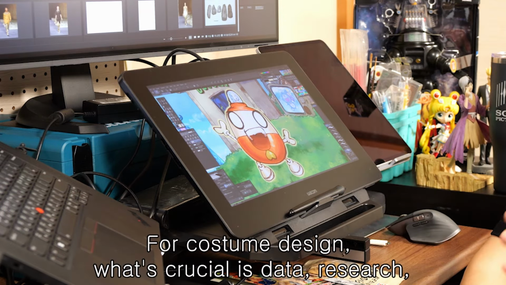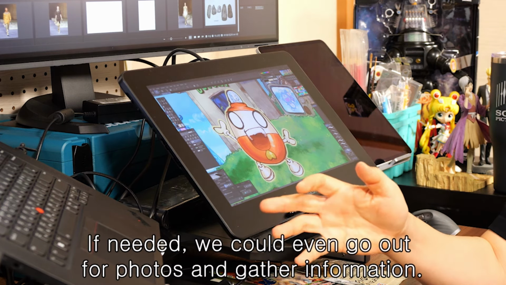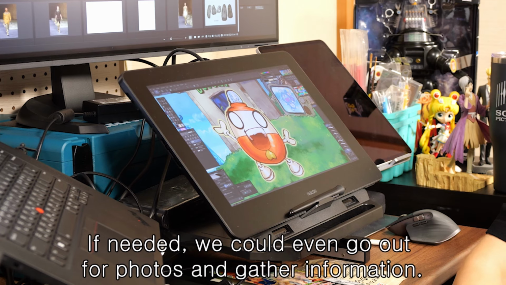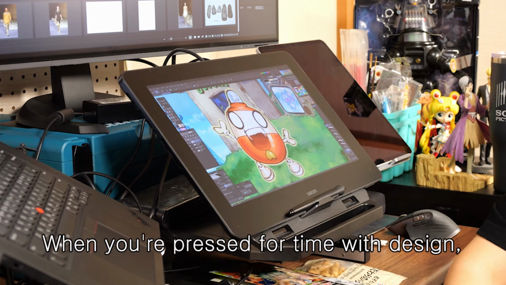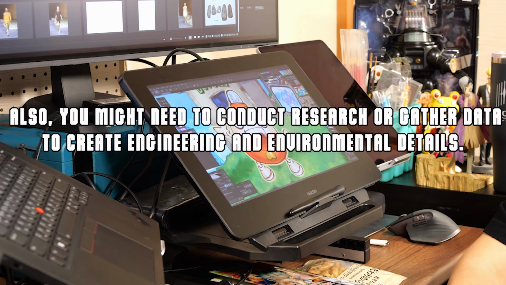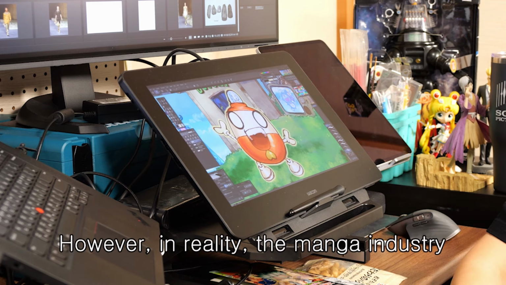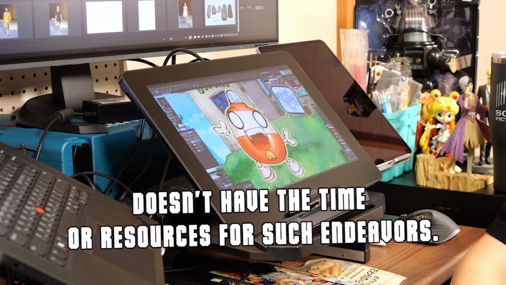For costume design, what's crucial is data, research, or my own collection of materials. If needed, we could even go out for photos and gather information. When you're pressed for time with design, you might want to research for inspiration for the motif through travel or research. Also, you might need to conduct research or gather data to create engineering and environmental details. However, in reality, the manga industry doesn't have the time or resources for such endeavors.